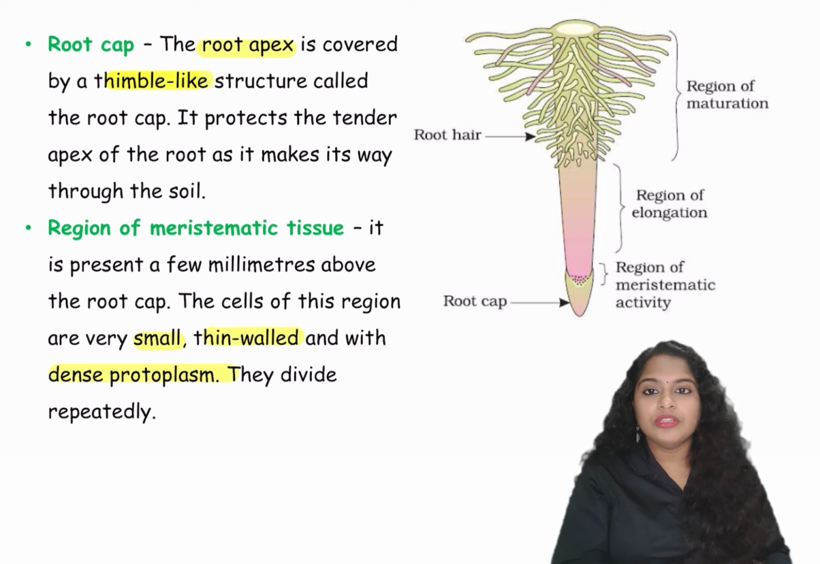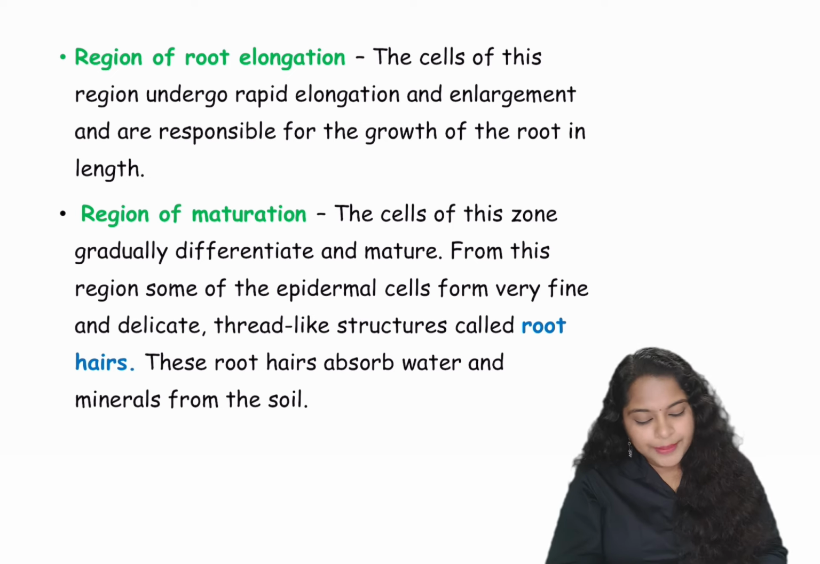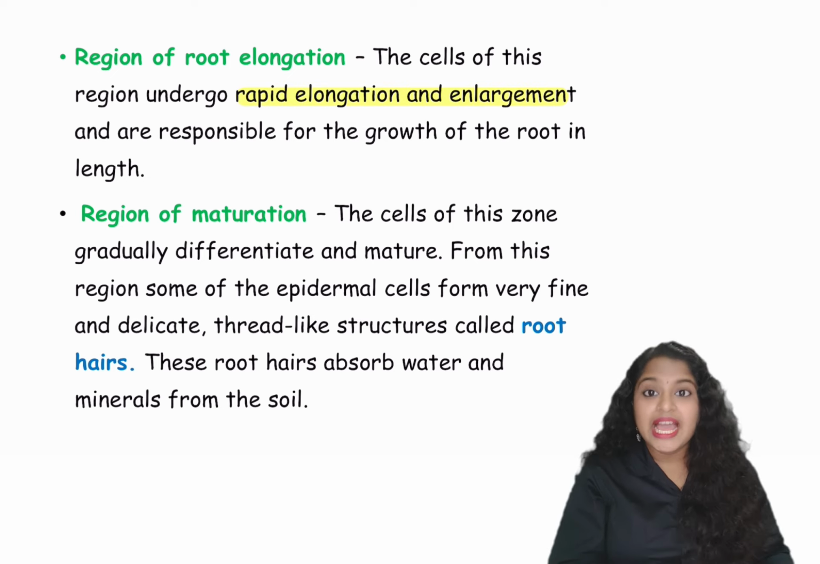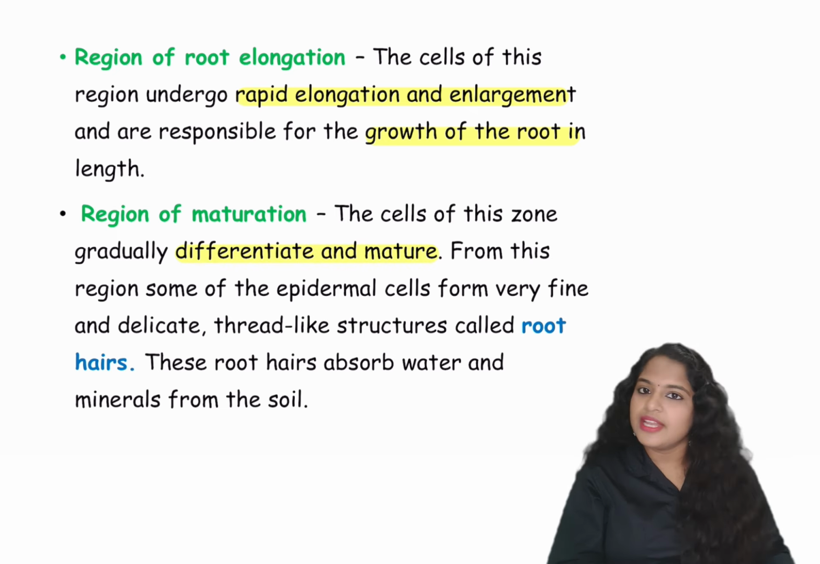Now just above the region of meristematic activity, we have the region of elongation. Cells in this region will undergo rapid elongation and enlargement, and this is responsible for the growth of the root in length. Next we have the region of maturation. This is the region where gradual differentiation and maturation of cells takes place in the root. From this region of maturation, very thin delicate hair-like structures called root hairs arise.